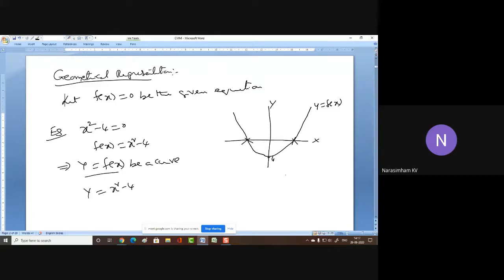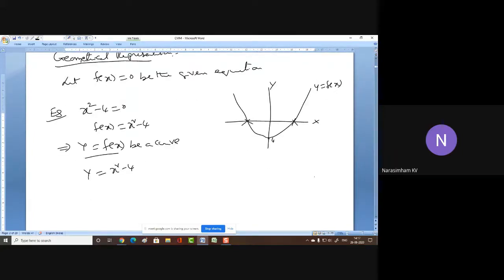What is the reason? Now listen. What is the reason? The point of intersection is nothing but the root of the equation. If you put x equals 2, what happens? This becomes 0, so y equals 0. When x equals 2, y becomes 0, which is nothing but f(x) equals 0. When x equals 2, f(x) equals 0, y equals 0 is nothing but the equation. So 2 satisfies this equation.